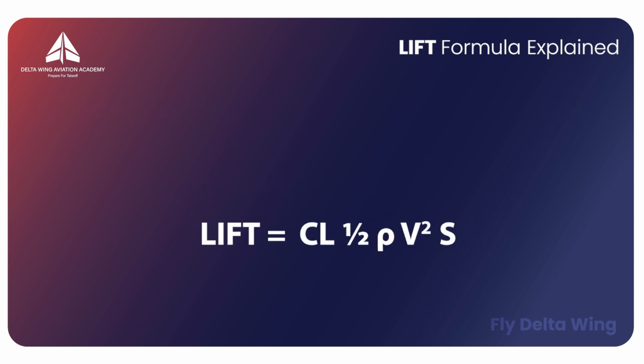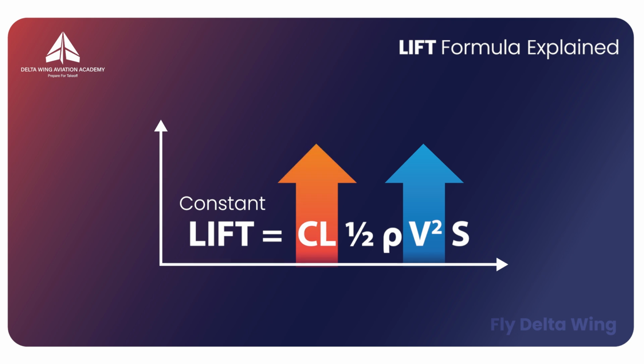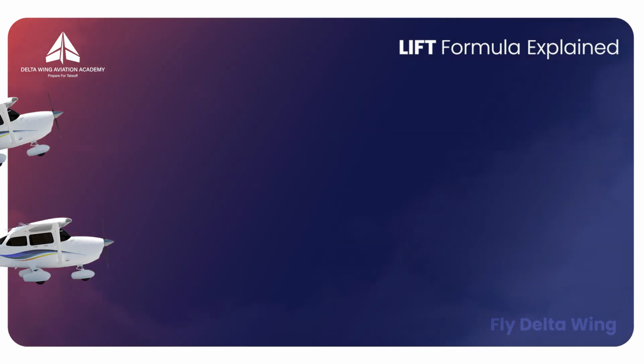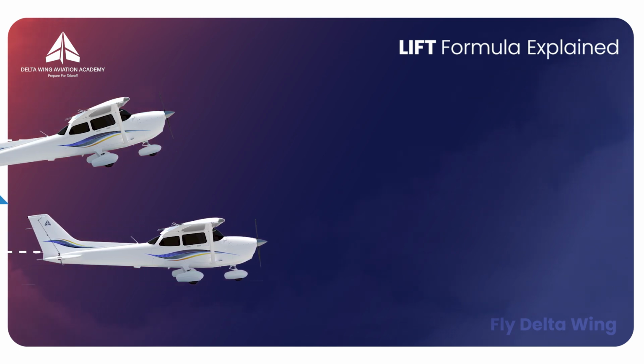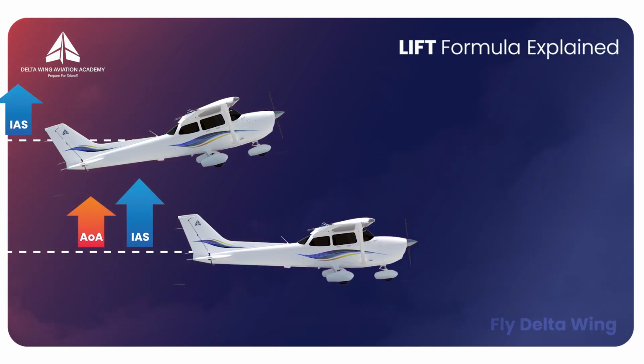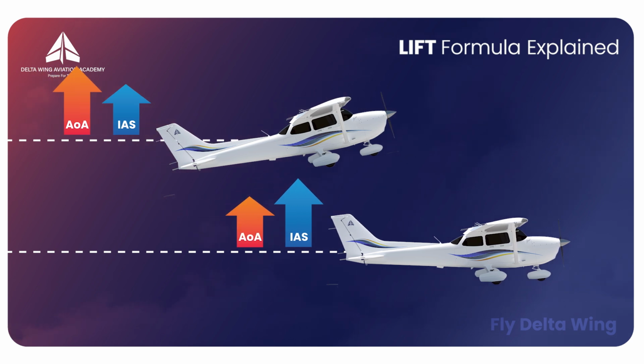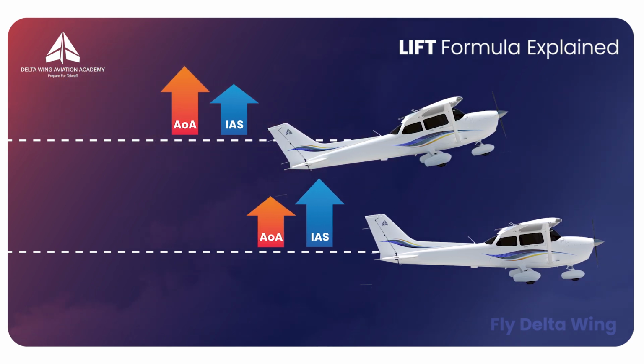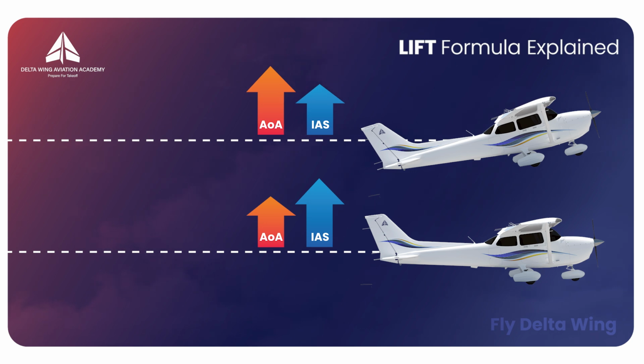What the formula suggests is that for a constant value of lift, if the airspeed increases, the angle of attack must decrease, and vice versa. So in this example, both aircraft are producing the same amount of lift, and both are maintaining level flight. The aircraft on top has a higher angle of attack, thus slower airspeed than the aircraft below, which has a lower angle of attack but faster airspeed.